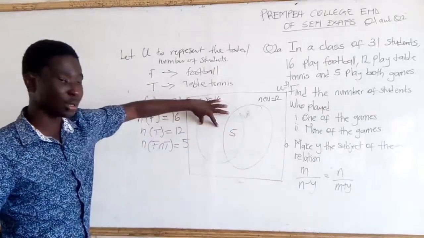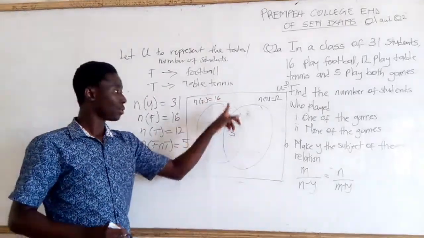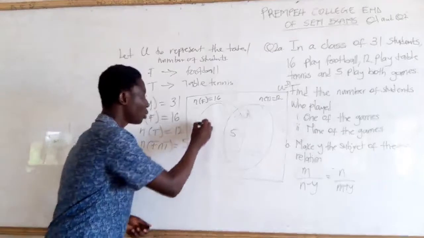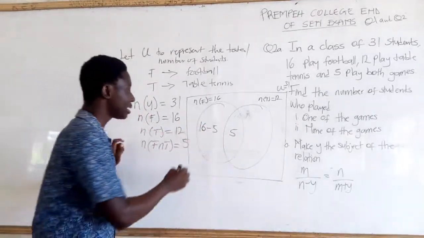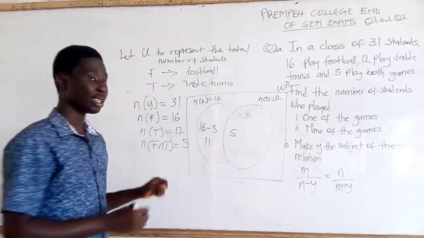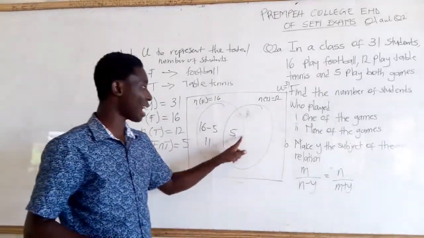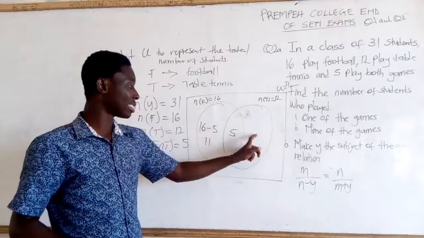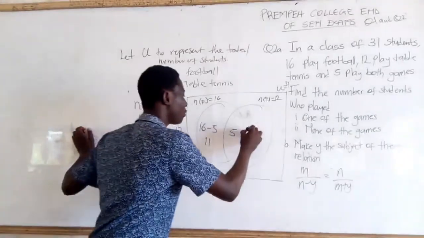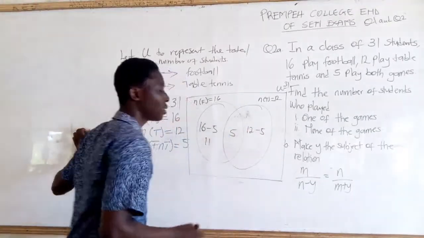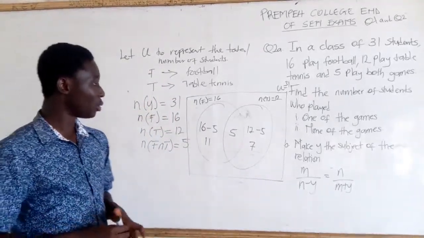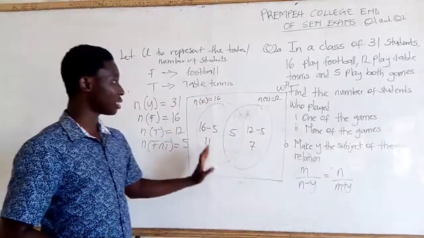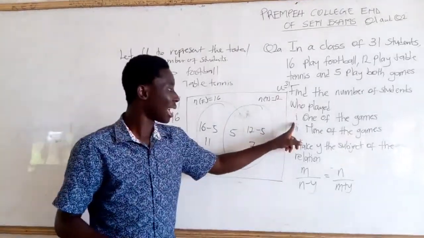To get this portion, we have to subtract this 5 from 16. So 16 minus 5, we are going to get 11. And we subtract 5 from 12 to get this side. So 12 minus 5, we are going to get 7. Now we know the portions, so let's move on to (i).